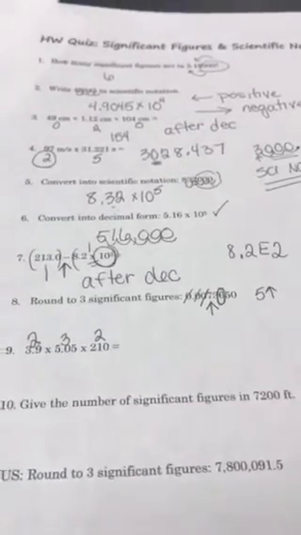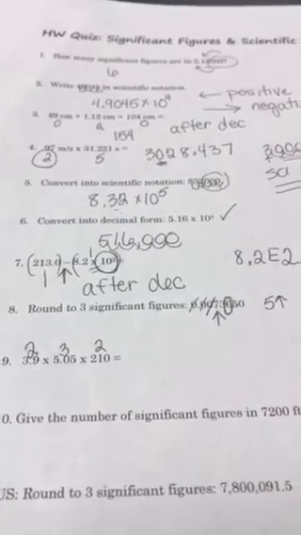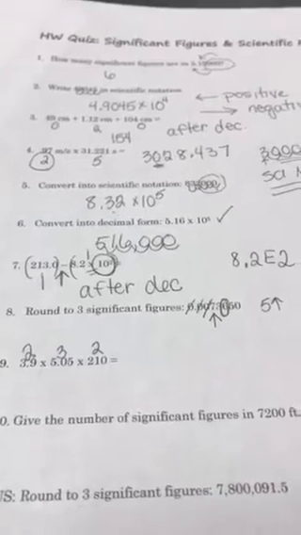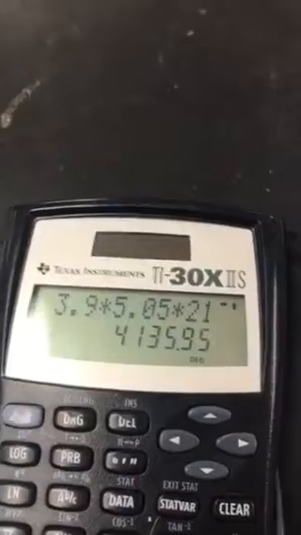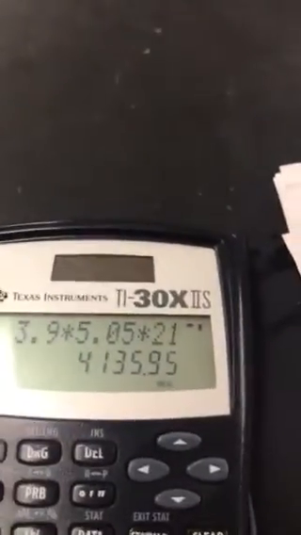So when we do our calculation, we want to get a final answer that has 2 significant figures. You always go with the lowest. So when I plug this into the calculator, we get a pretty large number. So we can see that we have more than 2 significant figures. So we're going to have to do some rounding here.